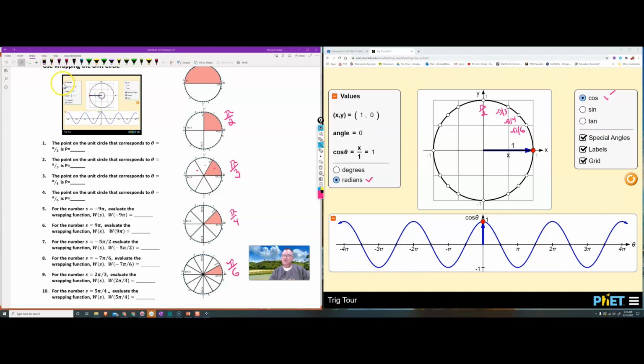It's asking, the point on the unit circle that corresponds to theta equals pi over 2 is P equals blank. So what it's asking for are the coordinates. All right, so pi over 2, that's positive, so I'm going to go counterclockwise. I'm going to click on this red dot, and I'm just going to move it to pi over 2. Right over here are my coordinates. So the coordinates for pi over 2 are 0, 1.